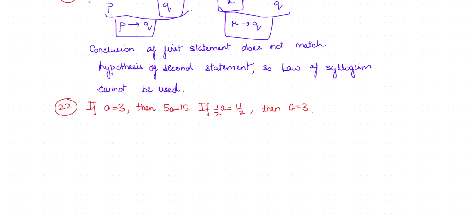So here it is given, if A is equal to 3, then 5A is equal to 15. And if A by 2 is 3 by 2, then A is equal to 3. If we have to use the law of syllogism, we can rearrange it a little bit, because we know it is like P to Q, Q to R, and then we can write the conditional statement P to R. So if P, then Q, if Q, then R. We can rearrange a little and use the law of syllogism.